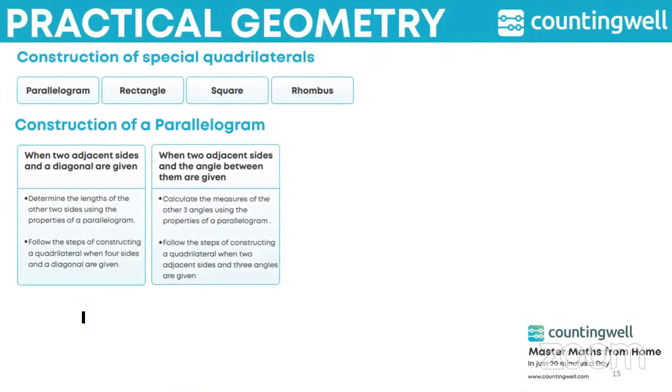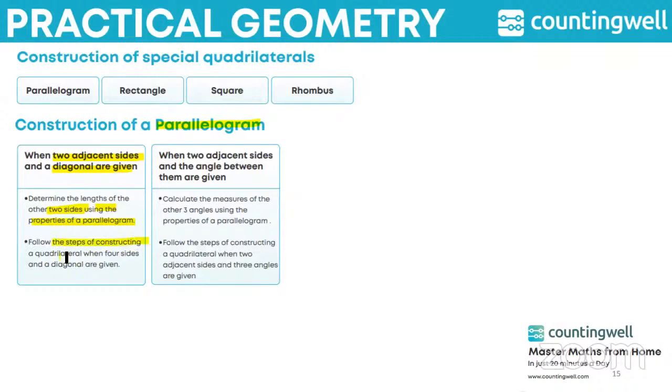Next, let us see construction of some special quadrilaterals, like construction of a parallelogram. When the two adjacent sides are given and the diagonal is given, we determine the length of the other two sides using the properties of parallelogram, because the other two sides can be found. Two adjacent sides means we can find the other two sides by taking the opposite sides equal.